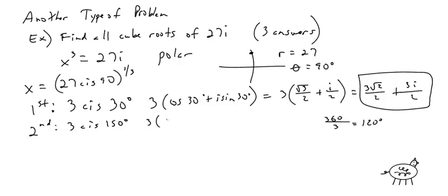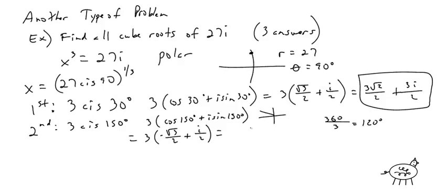So 3 times cosine of 150 plus i sine of 150, and that's equal to 3. Of course, we're in this quadrant now, so it's negative. Same reference angle, right? So negative root 3 over 2 plus i over 2. So we get negative 3 root 3 over 2 plus 3i over 2. Okay, so there's another answer.